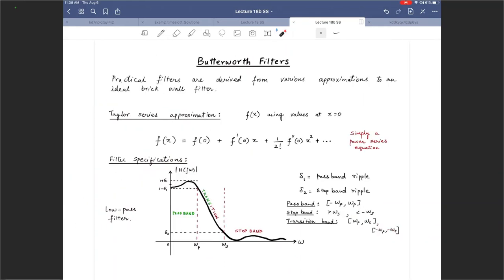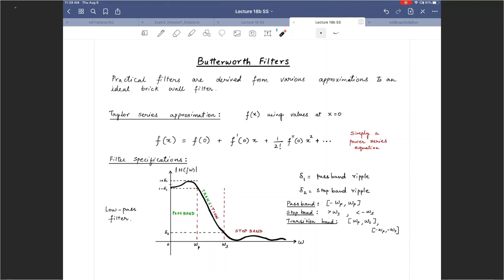Now let's come to the practical filters. So we answered the question, what is not practical about ideal filters, which leads us into Butterworth filters, which are more practical filters. So we need to work with some approximations, right? So practical filters are derived from various approximations to an ideal brick wall filter.